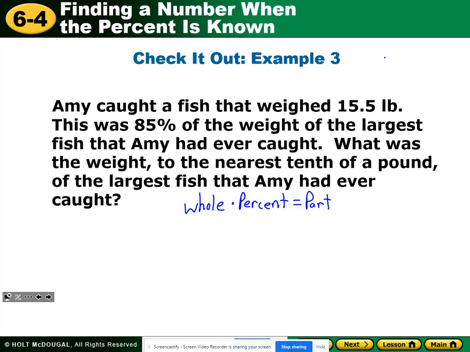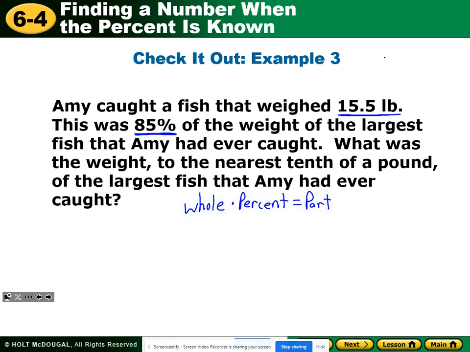Amy caught a fish that weighed 15.5 pounds. That's thick. This was 85% of the largest fish that Amy had ever caught. What was the weight, to the nearest tenth of a pound, of the largest fish Amy had ever caught? Go ahead and write down what you know.